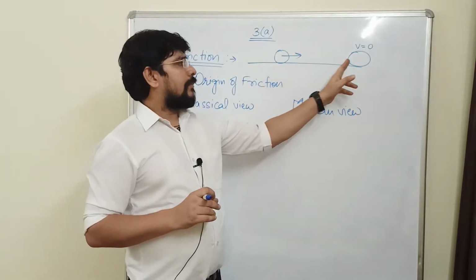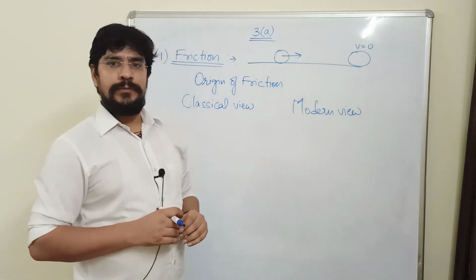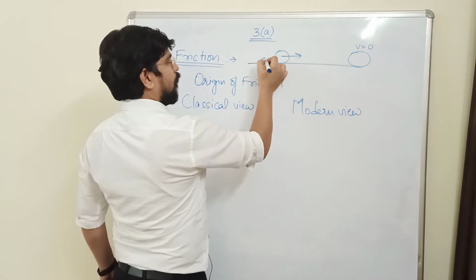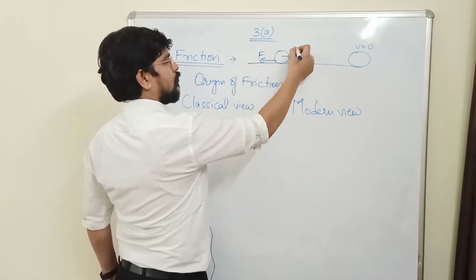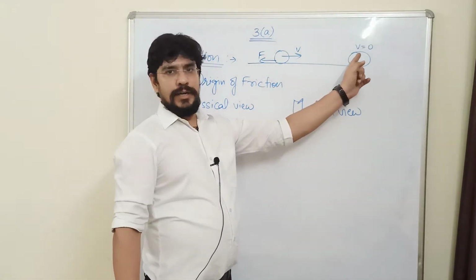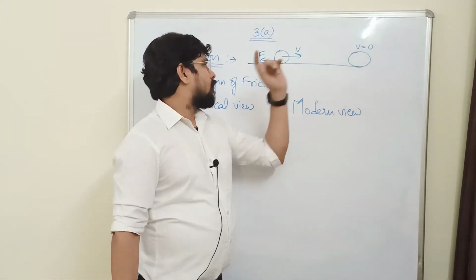So if this object is coming to rest, one thing is for sure, there is some force which is acting on it. In this case, this force is the force of friction, which always works in the direction opposite to the direction of motion, which makes it come to rest after some time.